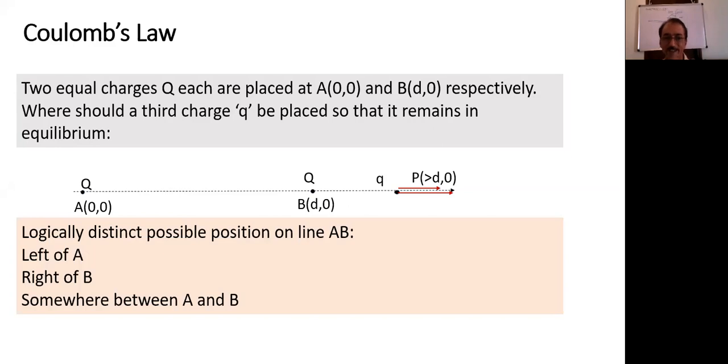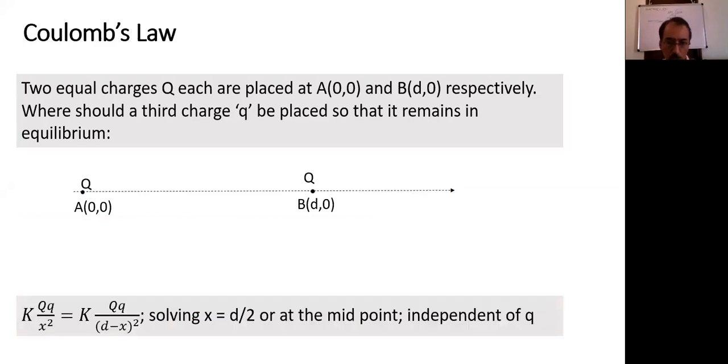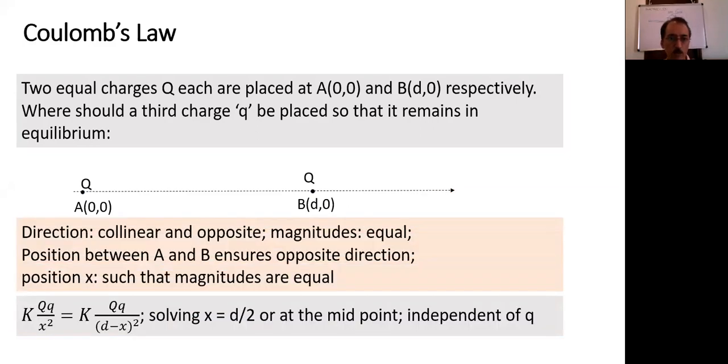Good. So basically, I'm looking at all possibilities. Right of B is not possible. Similarly, we can check left of A also not possible. Two forces will act, and so we conclude: the two forces must be collinear and opposite in direction and magnitudes equal. Then only it will be in a state of equilibrium.